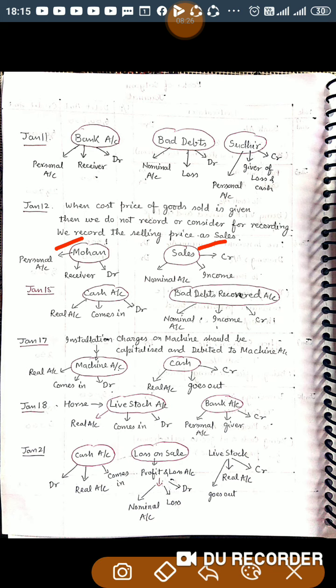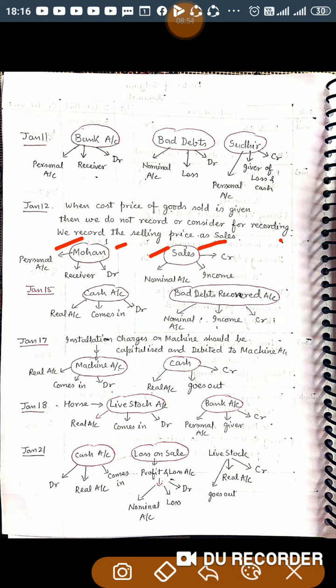Don't bother about the profit or loss on sale, that will be automatically calculated at the time of preparing the financial statement. So whenever in any transaction the cost price of the goods sold is given, you do not consider the cost price while recording the sales, you consider only the selling price. So two accounts are involved, Mohan and sales.